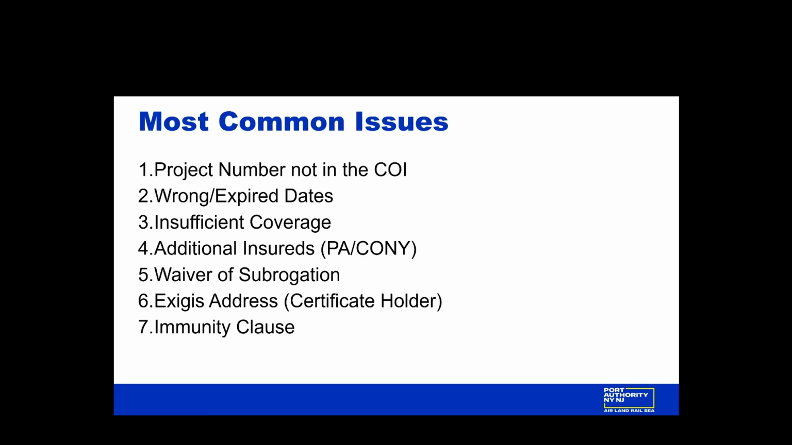Insufficient coverage, additional insureds. When it's one of the airports in New York, the city of New York must be added as an additional insured along with the PA. Waiver of subrogation needs to be in there. We have a new requirement, Exegesis address. The exegesis address needs to be in the certificate holder because that's the company that's managing all of our certificates of insurance and making sure that they are compliant and sending out anything that needs to be renewed. And number 7, of course, the immunity class.